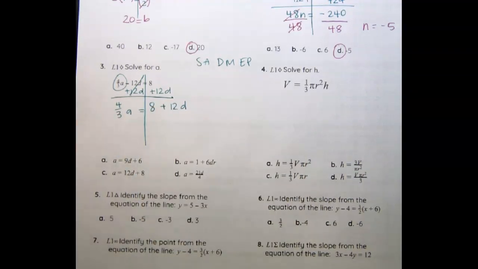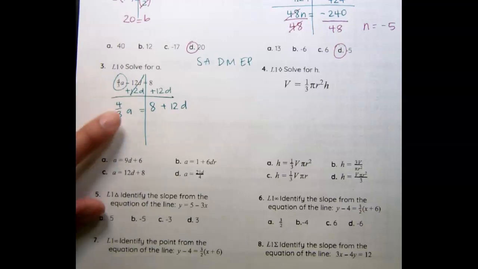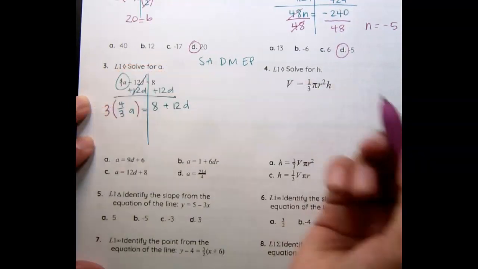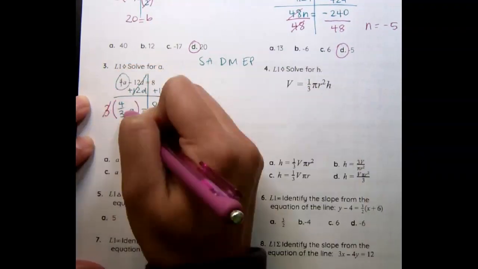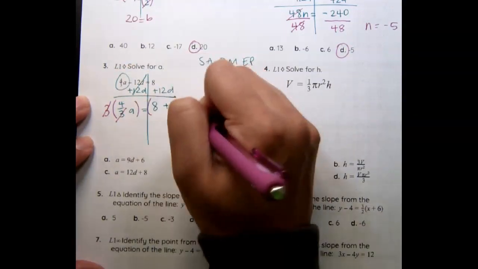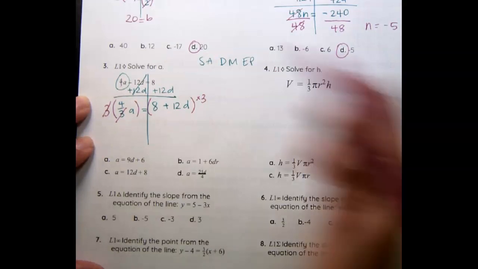Now I have a fraction. A fraction is division, so the opposite of division is multiplication. I have 4 divided by 3. Well, I want to get rid of the denominator so that I no longer have a fraction. So I need to multiply both sides by 3 because that's the only way I'm going to be able to cancel out that 3. So I'm going to multiply this times 3. Well, I'm going to distribute.